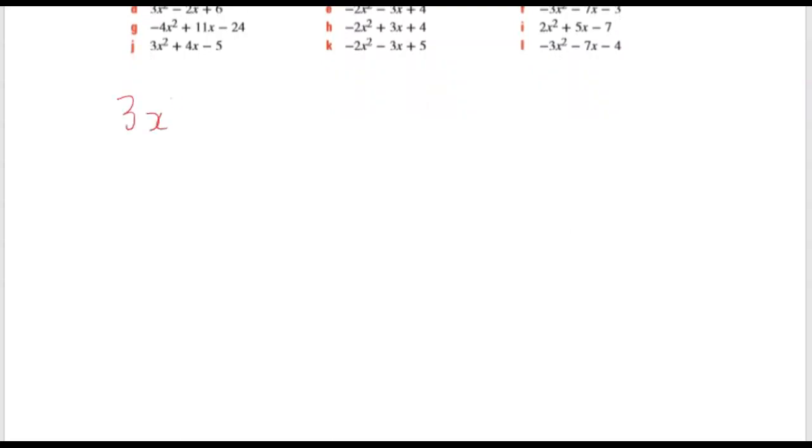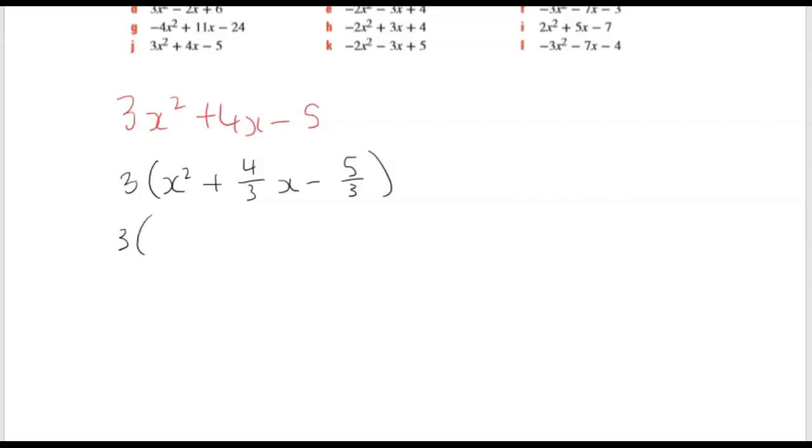So 3x squared plus 4x minus 5. Okay, so the coefficient of x squared has been taken out as a common factor. Okay, so if I take 3 times x squared is 3x squared, 3 times 4 on 3 is 4, 3 times 5 on 3 is 5. All right, so the 3 stays out the front, and now I'm going to complete the square. So your first 2 terms stay the same.